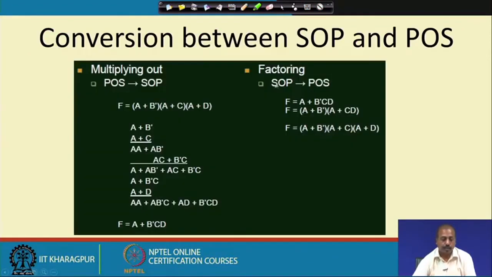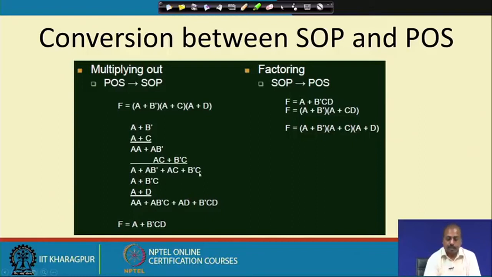Next, how to convert from product of sum to sum of product, or sum of product to product of sum. Product of sum to sum of product: this expression is very simple. You just go on multiplying the thing. Say I have got an expression like a plus b bar into a plus c into a plus d. What you do is multiply a plus b bar by a plus c. This gives us a plus a b bar plus a c plus b bar c, which is equivalent to a plus b bar c.